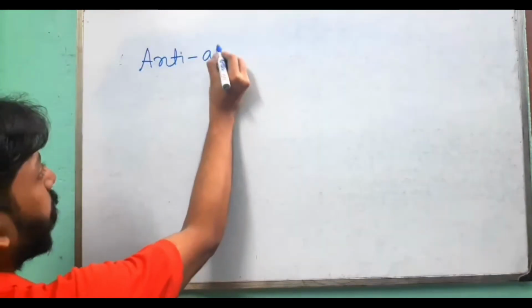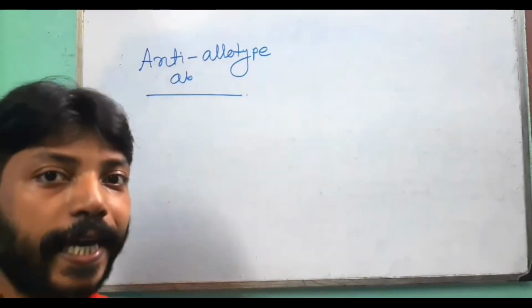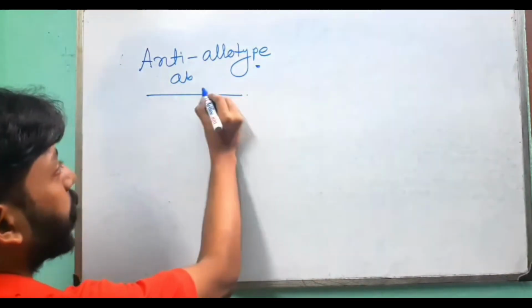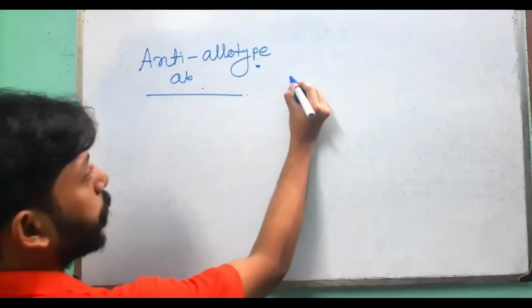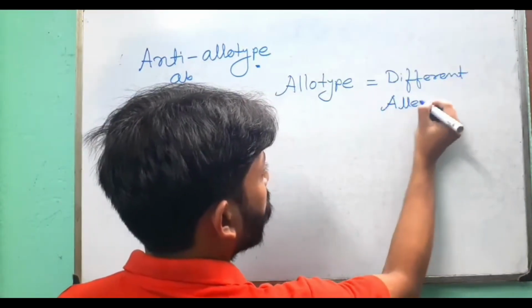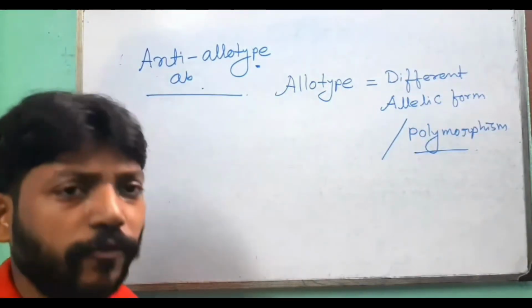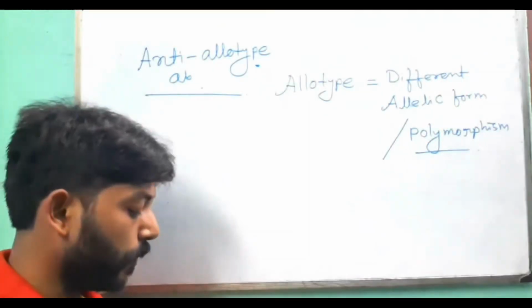The next is anti-allotype antibody. So this antibody is also against an allotype of antibody. What is allotype? You have to remember. Allotype means different allelic form, or simply polymorphism. What is allele or allotype of antibody?